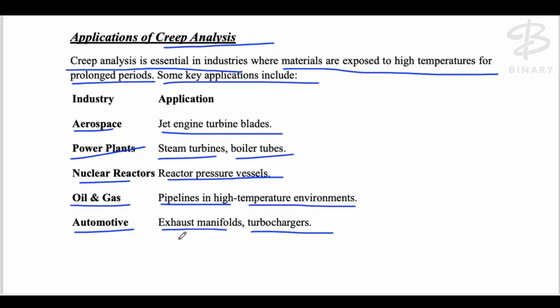These are high temperature parts. You know what exhaust manifolds are; they reach very high temperatures when they are exhausting the gases in automobiles. So these are all examples of applications where the parts experience very high temperatures, and for that we must have materials that can resist all of this.